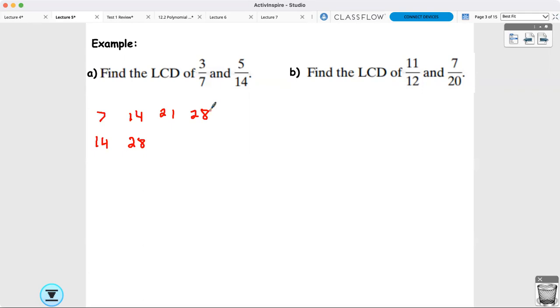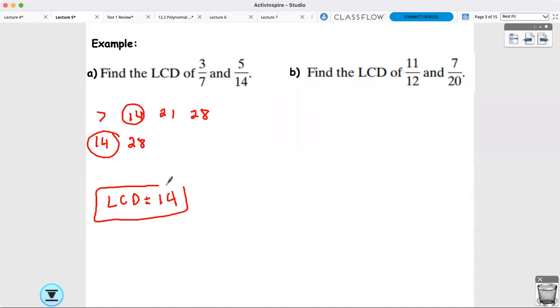The concept is called LCD, which is least common denominator. Which one would you say is least, compared to the 14 and 28? If you said the 14, you are correct. So the LCD for this one is equal to 14. And we're done.